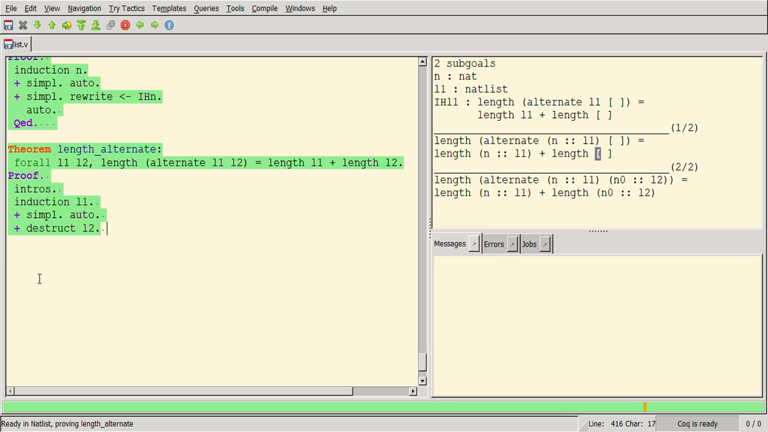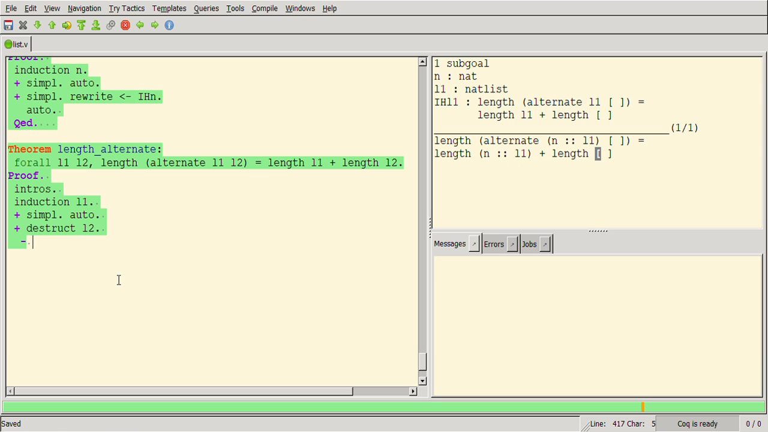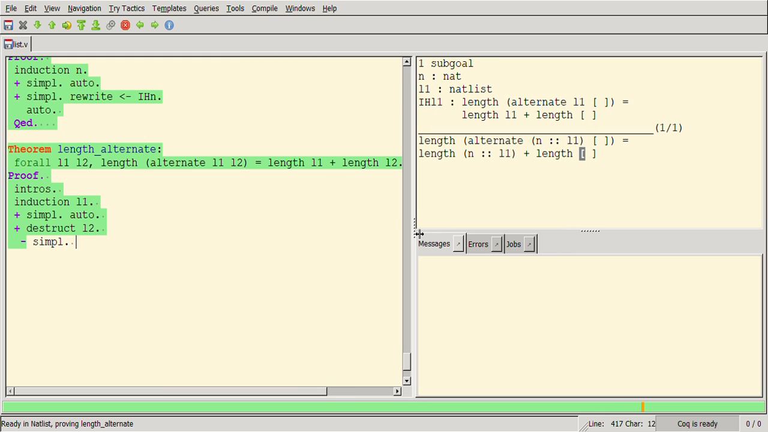So we got two subgoals, and to focus on the first subgoal, I'm using the minus symbol. So now the focus is on the first subgoal where L2 is null. As usual, we should proceed with simplification so that the terms are reduced, and then we can see if we can rewrite any existing theorem or lemma, or if we can rewrite the inductive hypothesis. Let me simplify it. After simplification, we got this.